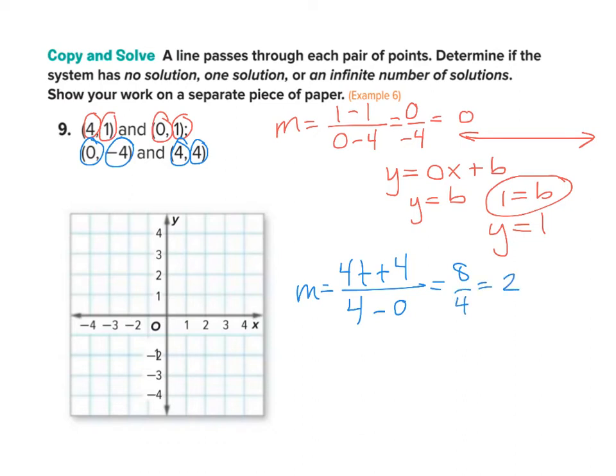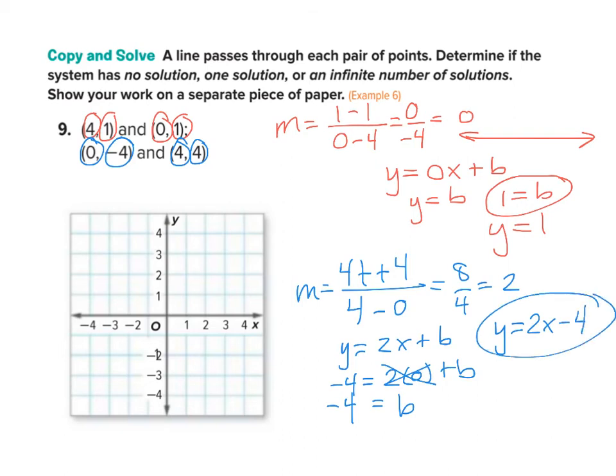And so now I can solve for my y-intercept by substituting in my values into the equation y equals 2x plus b. So I can substitute in 4, that could be easy, or 0, negative 4. I'm going to try 0, negative 4. So negative 4 equals 2 times 0 plus b. 2 times 0 is just 0. So b equals negative 4. So my equation for my second line is y equals 2x minus 4.